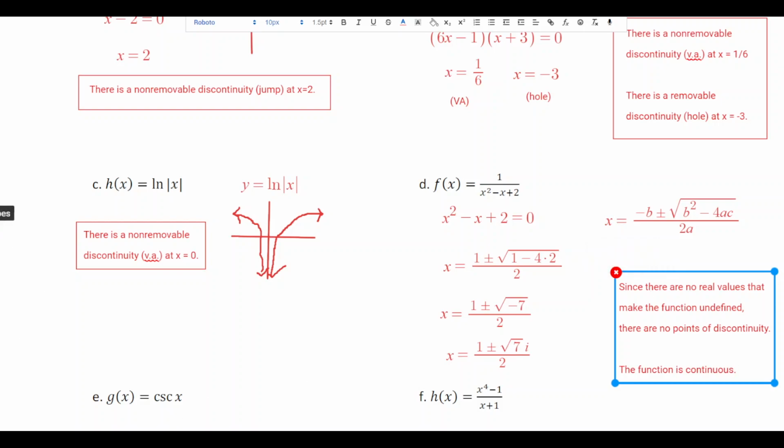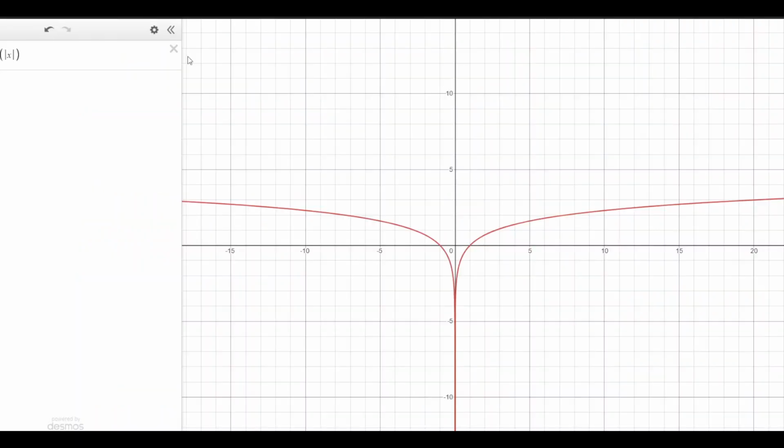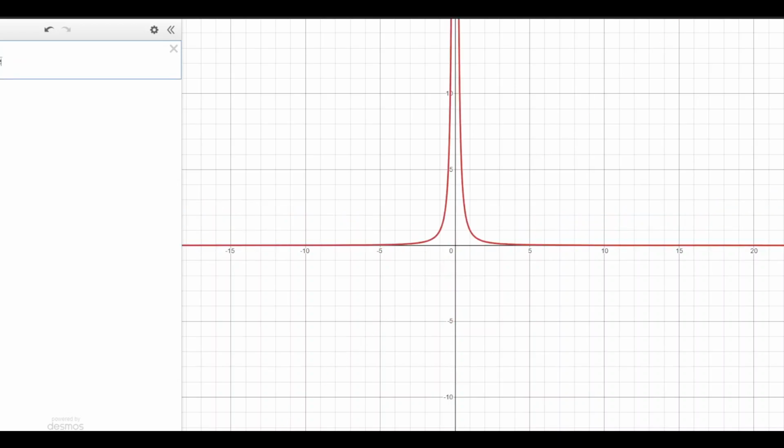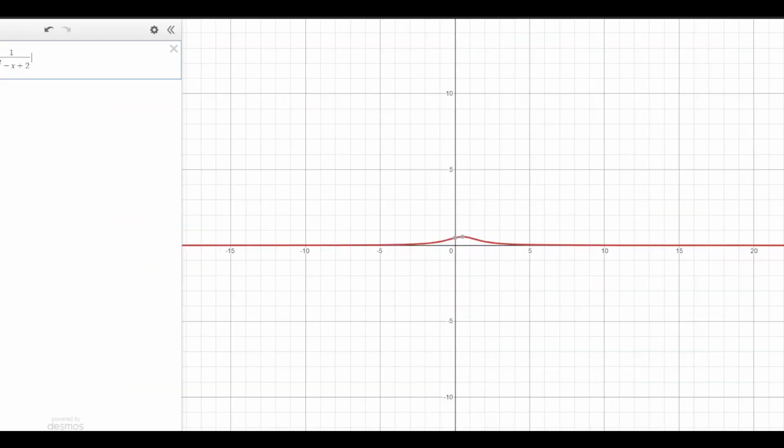And we could see this on the graph. I think this might be worth taking a little peek to see what's going on with this function. So let's see what we got here. We got y equals 1 over x squared minus x plus 2. So let's go ahead and go back to Desmos over here. 1 over x squared minus x plus 2, yeah.